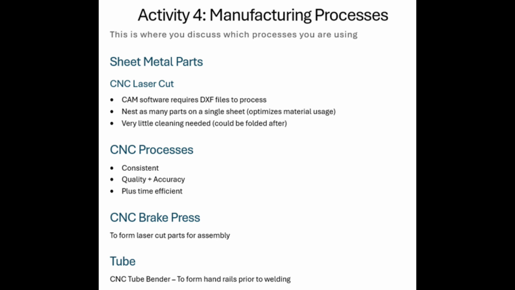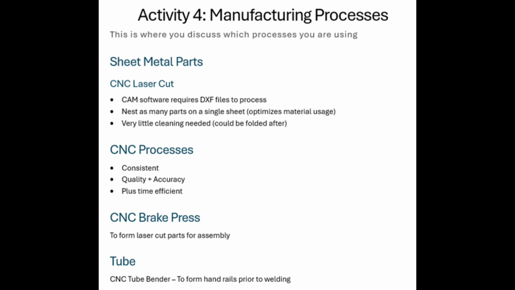It's the cleanest out of the lot. So CAM software requires you to have DXF files where the software can nest all the parts to get efficient use of the materials on a single sheet. So it optimizes material usage, as it says there. Very little cleaning from this, and can be folded straight away after. Now the CNC processes, or whatever CNC processes that you do, are consistent. The quality and accuracy is key here. So you ain't got to worry about, oh, it's just a little bit over, a little bit under. It's consistent throughout, and plus it's time efficient.